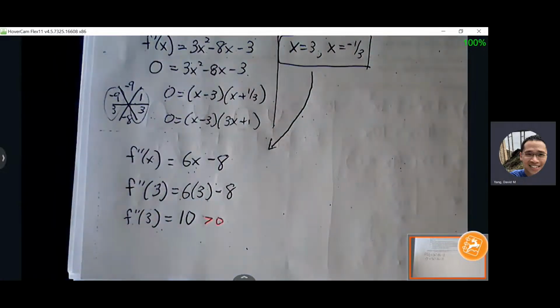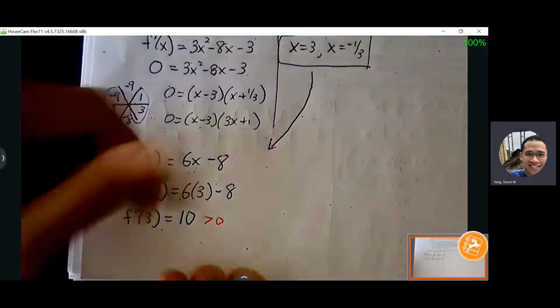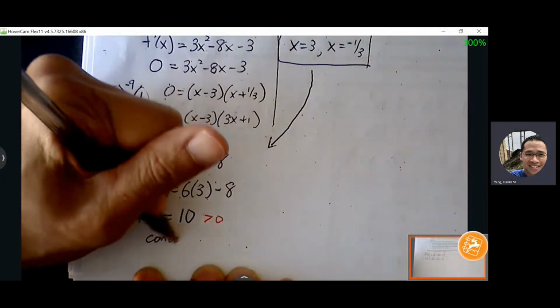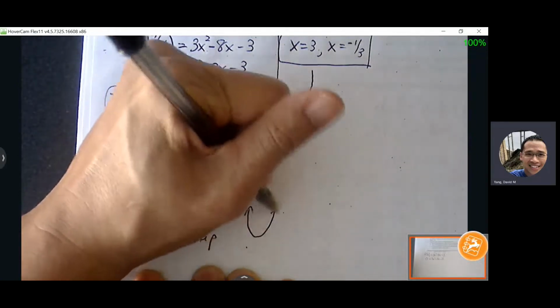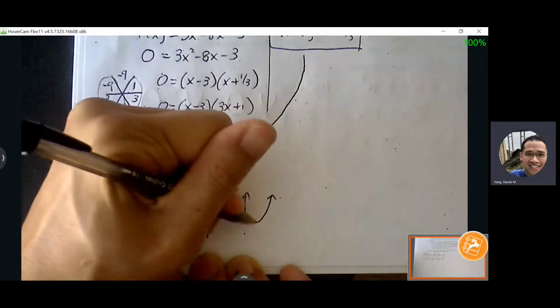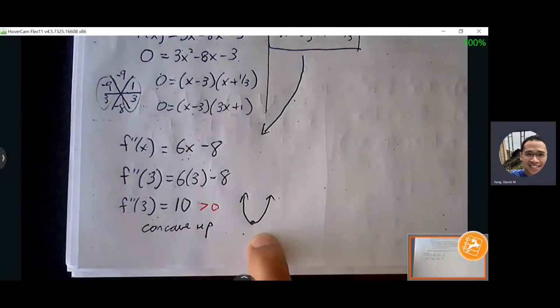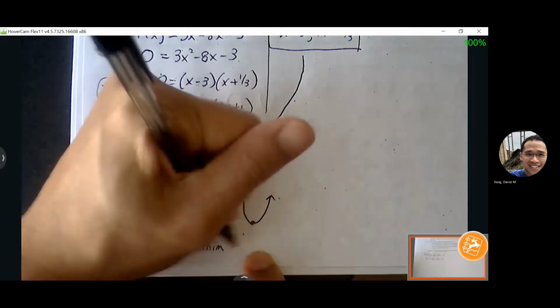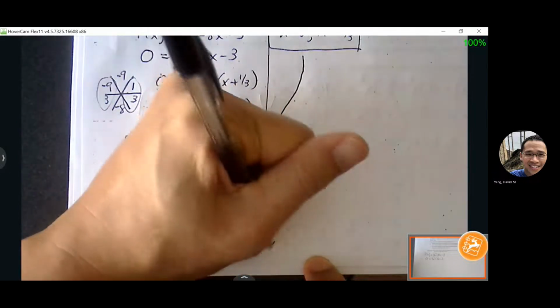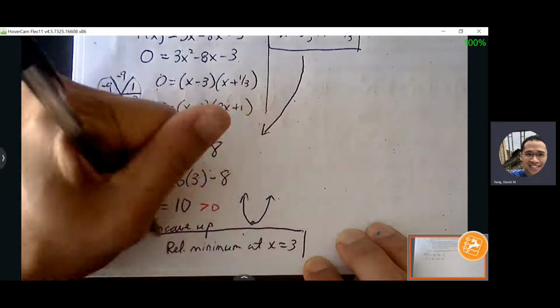So let's verbalize this. If the second derivative is greater than 0, that must mean the graph is concave up. And if you can say the words concave up, and if you can draw the picture that represents concave up, you'll be convinced that you're staring at a relative minimum. Good. So you'll say relative minimum. That is the second derivative test.